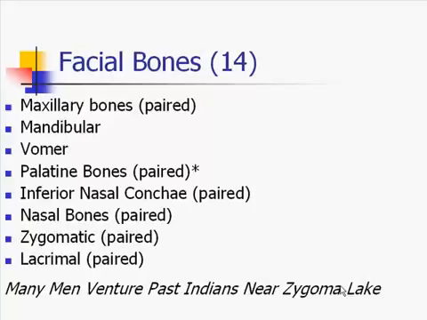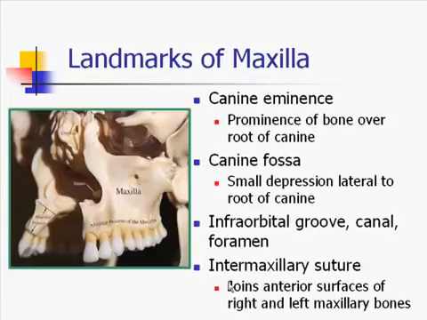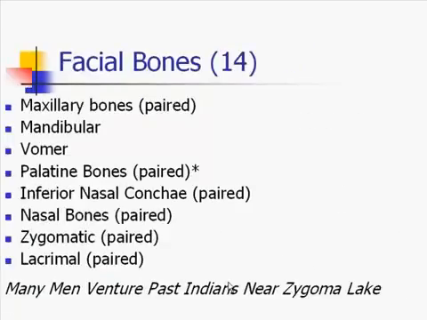The mnemonic to remember the 14 facial bones is many men venture past Indians near Zygoma Lake, lake being lacrimal, zygoma, zygomatic. Note the asterisk after the palatine bones. Reason being is it's considered a facial bone because you can see a small portion of the palatine bones in the apex of the orbit.